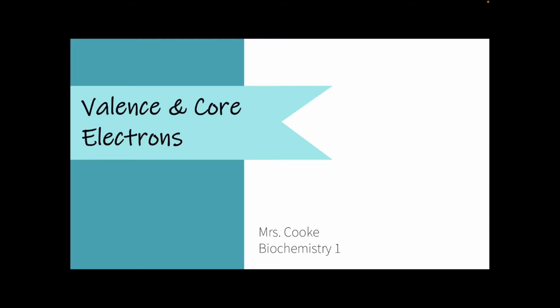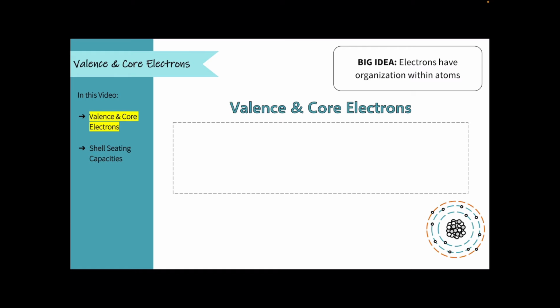Hi scientists, today we'll be talking about valence and core electrons. Our big idea for this lesson is that electrons have organization within atoms. Previously we've thought about how electrons move around the nucleus, and we've used the Bohr model of the atom. You can see the picture in the lower right hand corner. In this model, the electrons move around the nucleus on rings or shells.